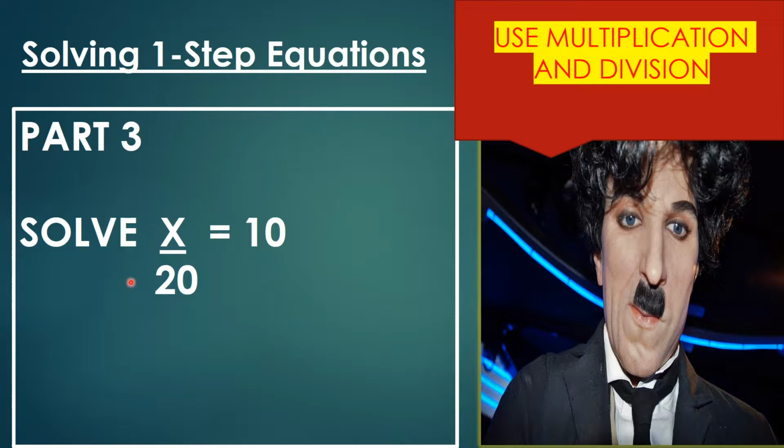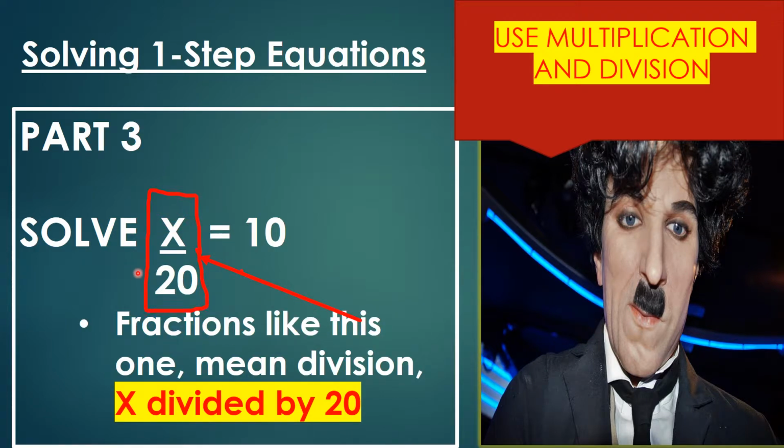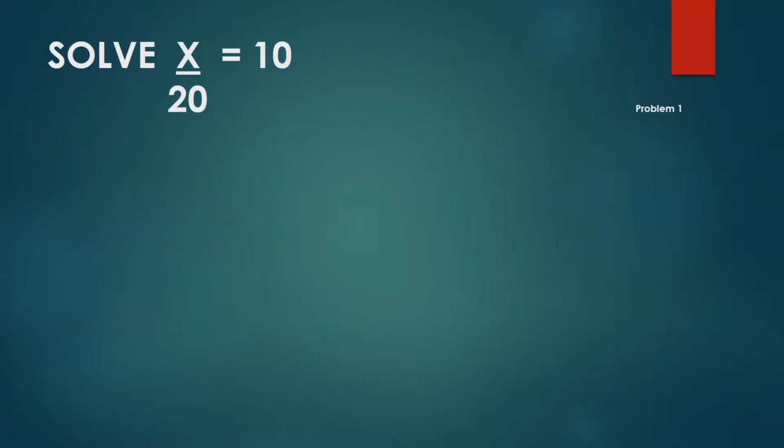So before we solve this, we got to remind ourselves, what does x over 20 mean? What does a fraction mean? Well, it means division. So what this x over 20 really means is x divided by 20. Let's solve this equation. X divided by 20 equals 10.